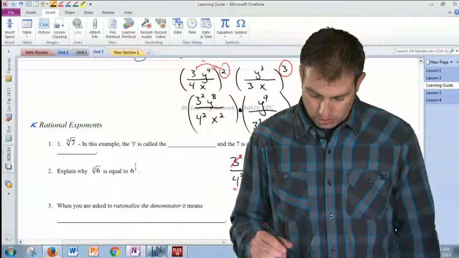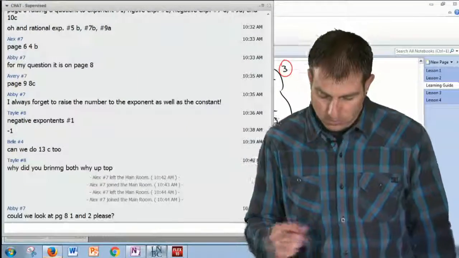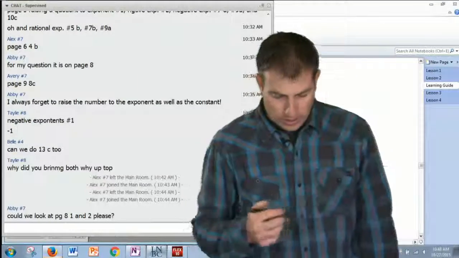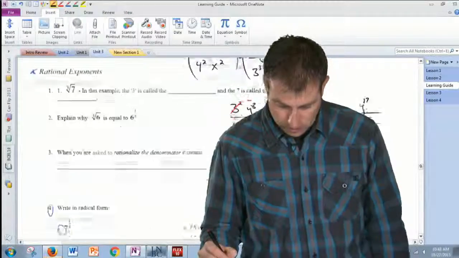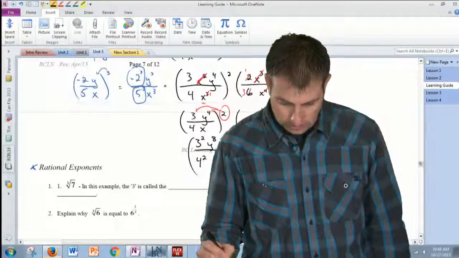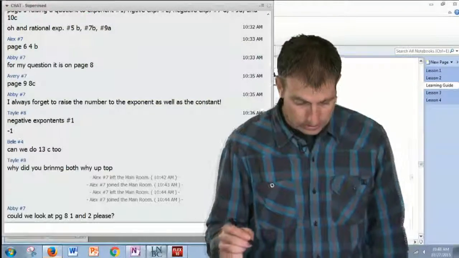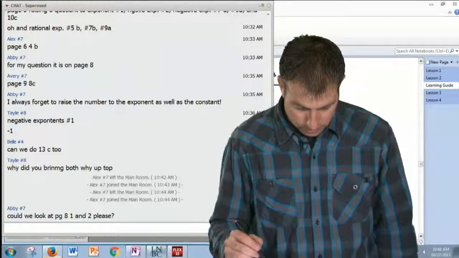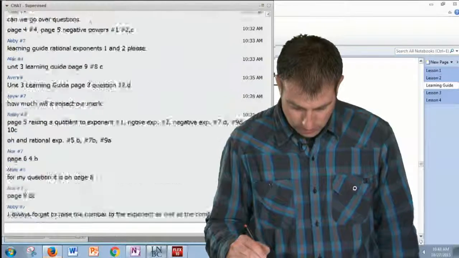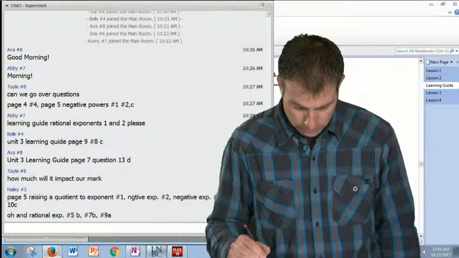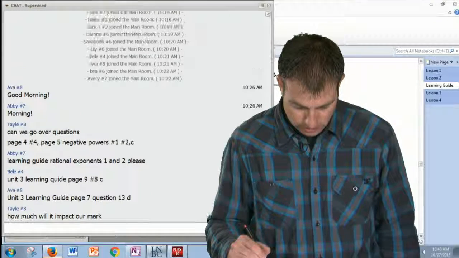I'm going to jump back into chat here. So that was page 7? Yes. So I'm on anything on page 8. Page 8, 1 and 2, I see. Anything else from page 8? Some page 9 stuff.